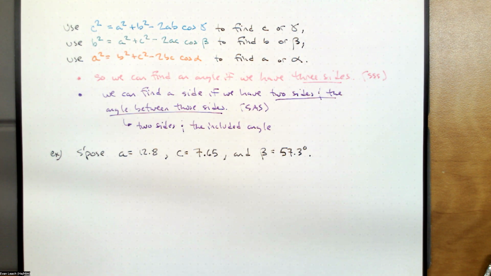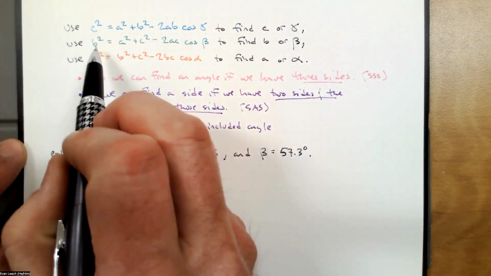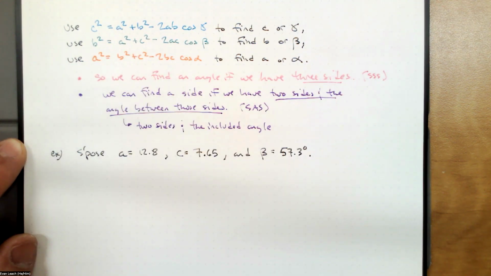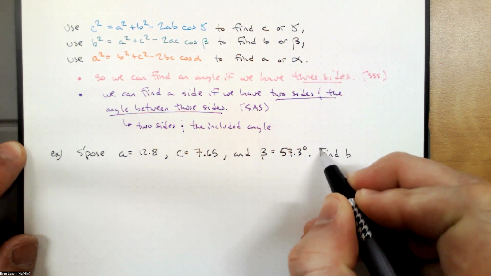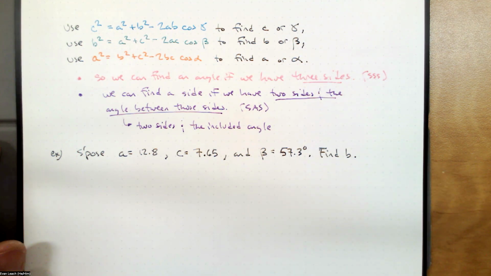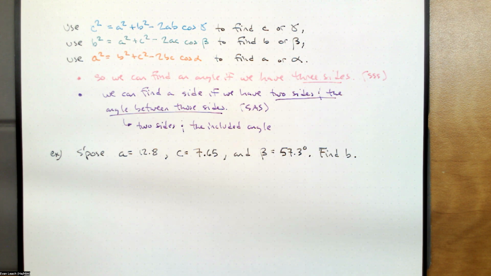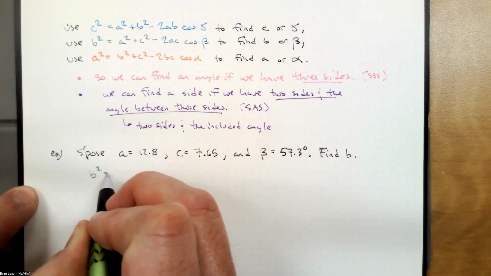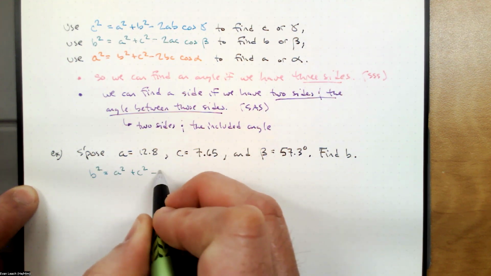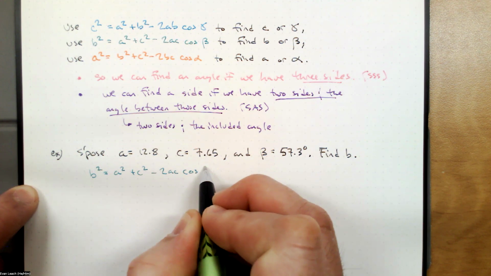At this point, the only thing that we can use this information to find is side B. B squared is over here. I've got A, C, and angle beta, so we're going to find B. Since I have A and C and angle beta, we're going to use that second version of it, the green line, because that's what we use to find B or beta. We're going to write B squared is equal to A squared plus C squared minus 2AC cosine of beta.